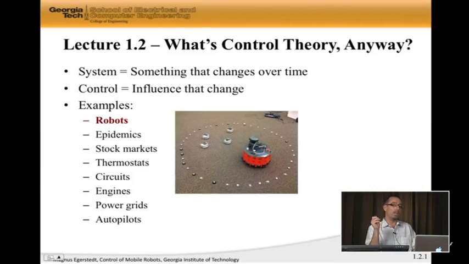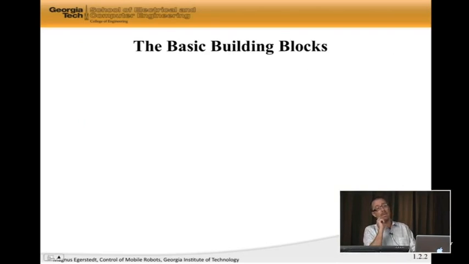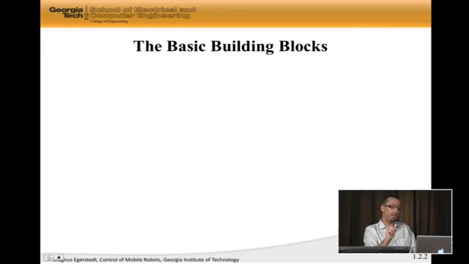All of these will show up, and we'll see which of these are easy to control and which are actually very hard to control. We're also going to understand what makes certain systems harder to control than others. I put robots in red because, at the end of the day, this is the main focus of the course from an application point of view. So let's start with trying to build up a control system in terms of the basic needed building blocks.